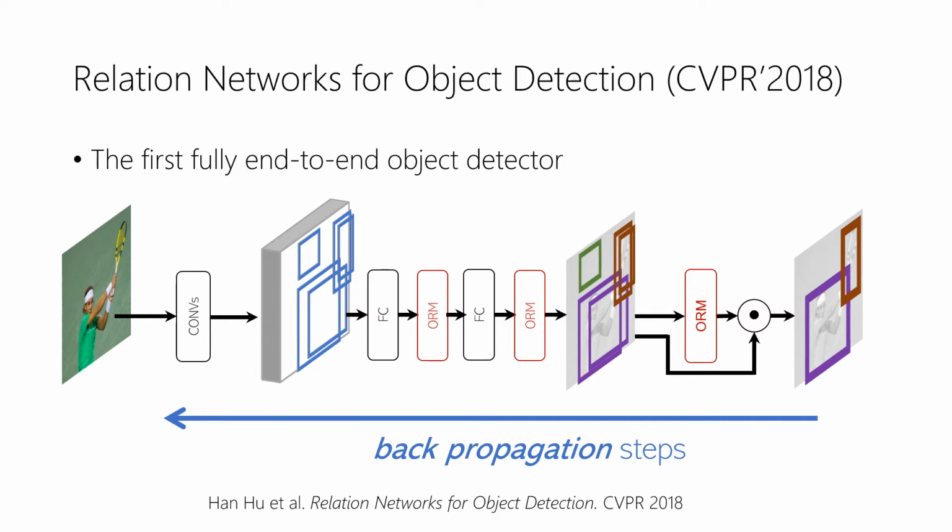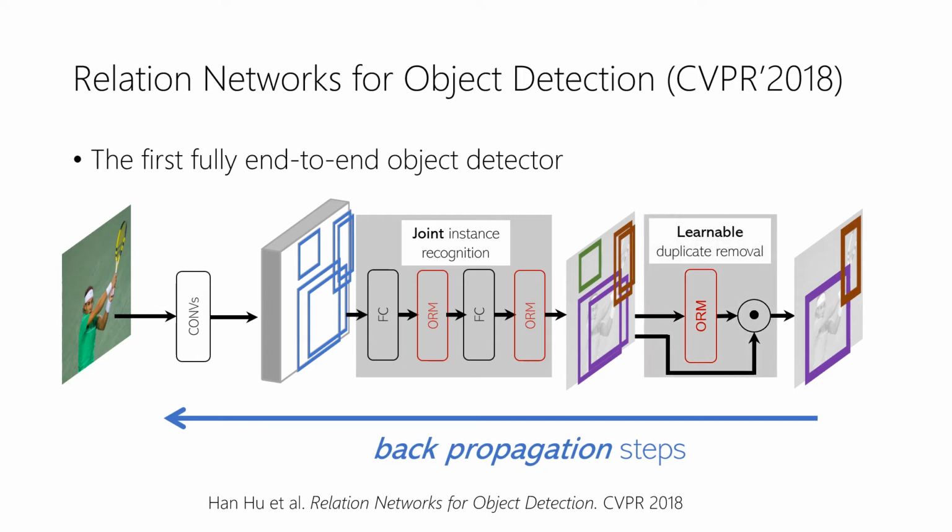Concretely, the module is inserted into two steps of a fast-acting object detector. Please see the red blocks in this pipeline. Firstly, it's inserted in the instance recognition head. Now, the objects can be jointly recognized instead of processed separately as in previous methods. The second is to do duplicate removal. In previous methods, duplicate removal is usually achieved by a handcrafted non-maximum suppression method. By this self-attention module, we can make this step end-to-end learnable.